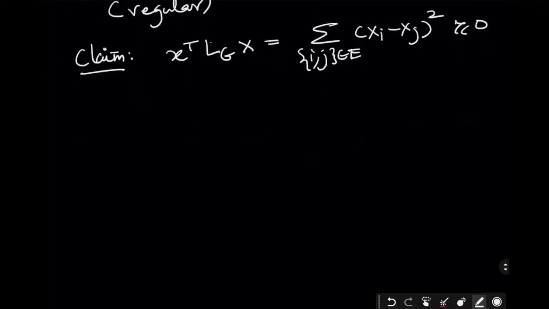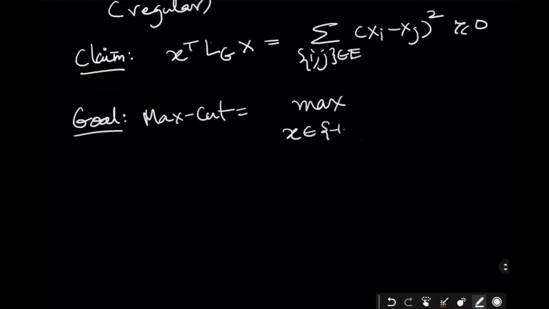So now our goal: basically the max cut goal is the same. Max cut is the same as maximizing, over all possible Boolean valued vectors, x transpose L_G x. So far, so good.